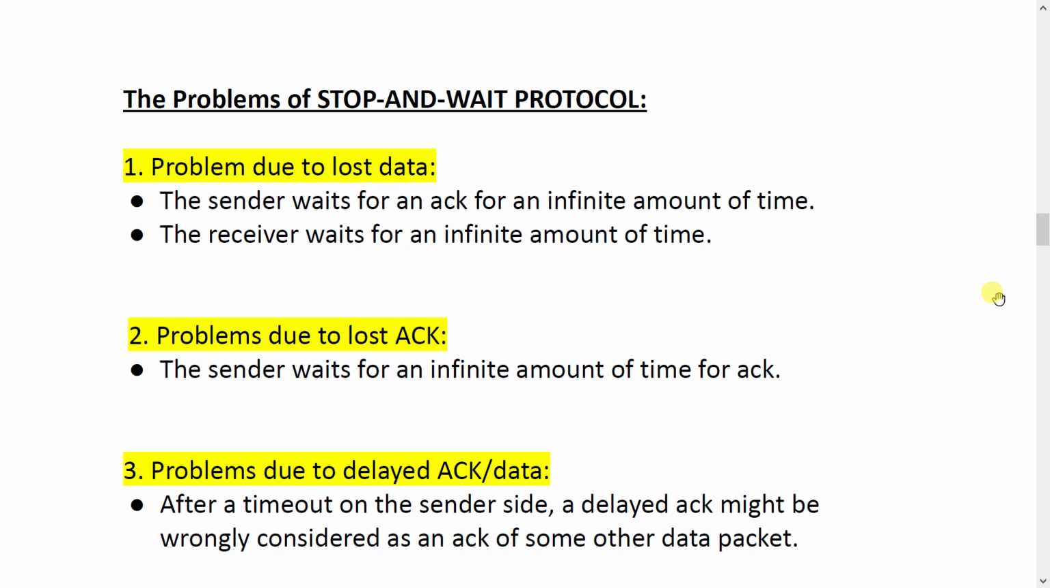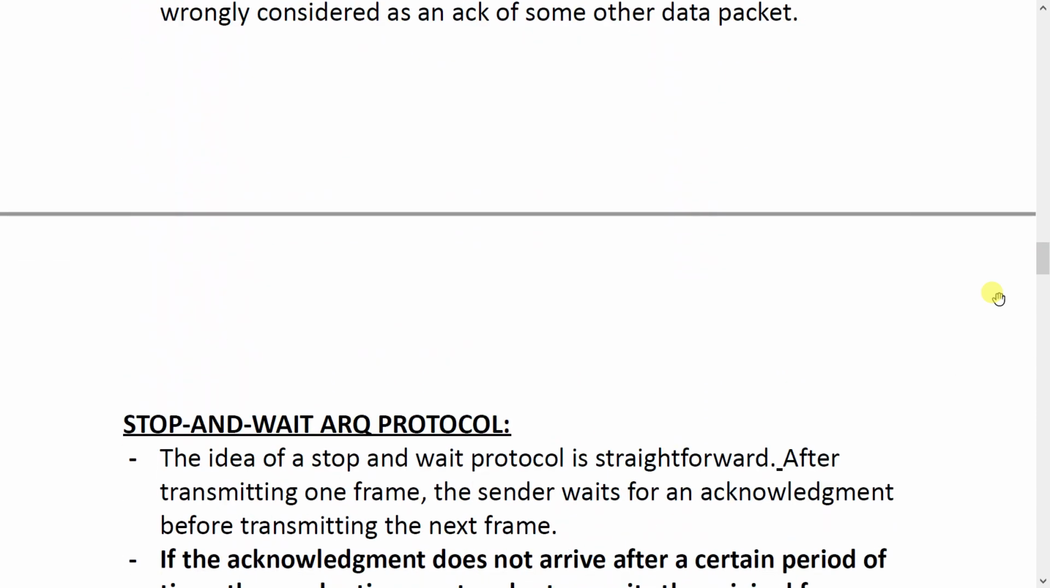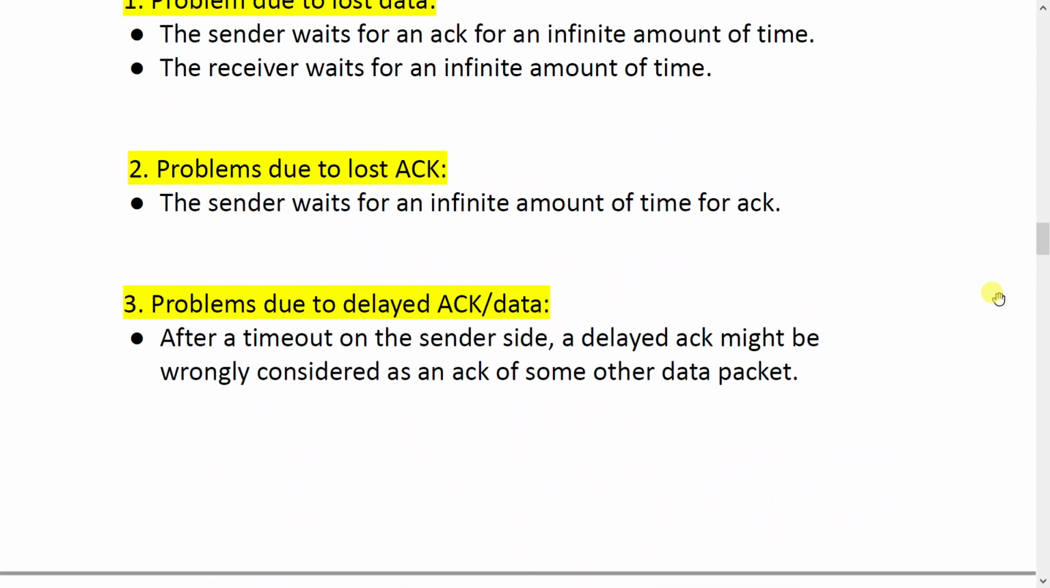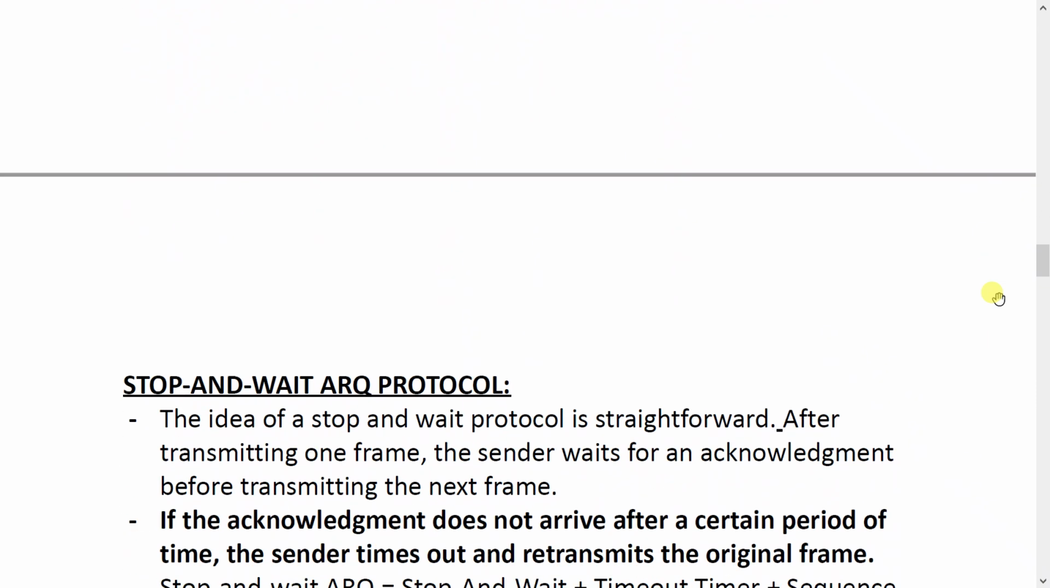The third problem is due to a delayed ACK or data. Let's say that after a timeout on the sender side, a delayed ACK might be wrongly considered as the ACK of some other data packet. So you transmit a packet and wait for its ACK, but it's not coming. The timeout is over now, the time in which you are allowed to receive an ACK from the receiver is over. Then you proceed with transmitting a packet, and you receive the ACK of the previous packet, so the transmitter gets confused here. So these are the main three problems. If we have these problems with the stop and wait protocol, what's the solution? The solution is to improve it.